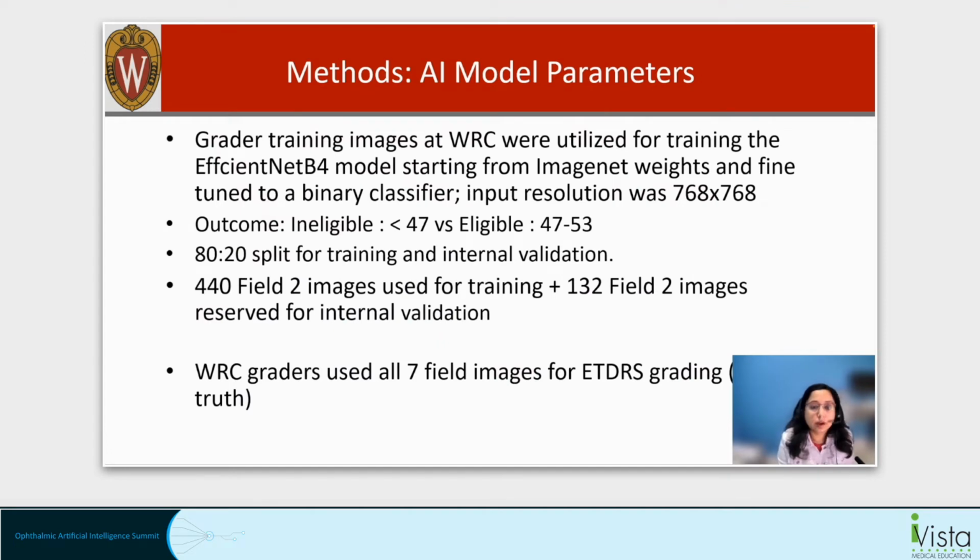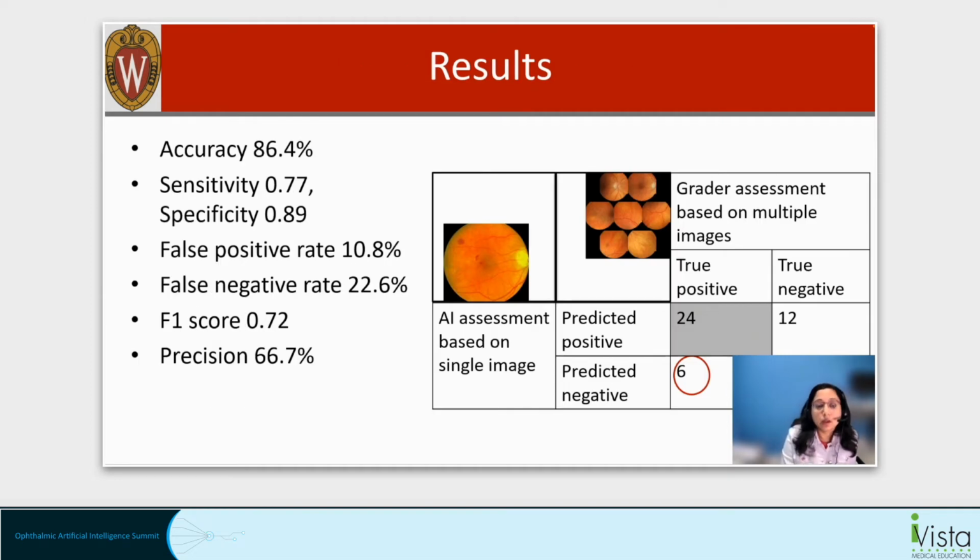So we used training images within the reading center for training an EfficientNet-B4 model. It was an 80-20 split. Our outcomes were, is a patient ineligible or eligible based on the ETDRS level. And we used 440 field 2 images for training and 132 for internal validation. The ground truth was reading center grading using all 7 field images for ETDRS level. Here are our results.